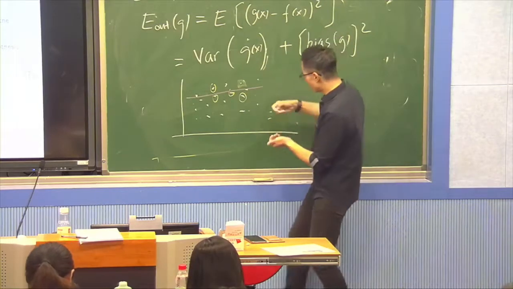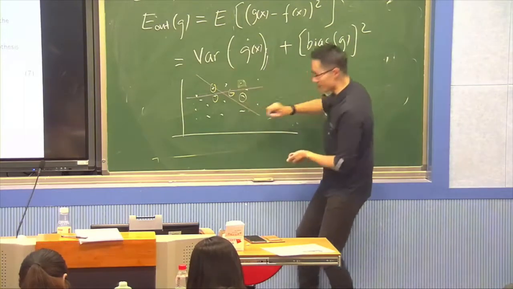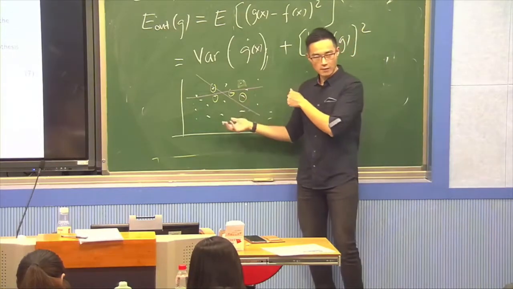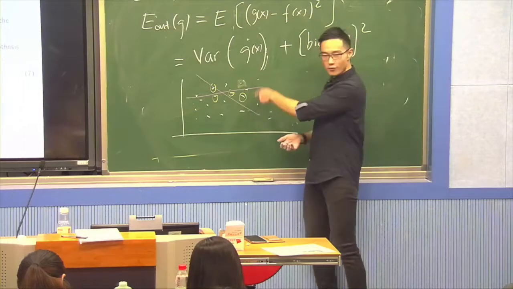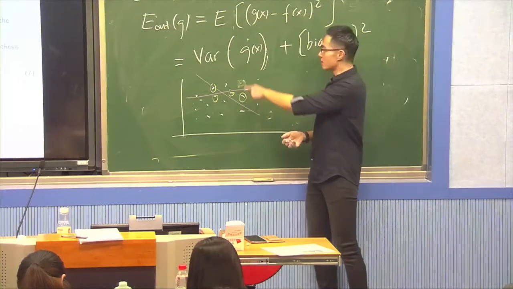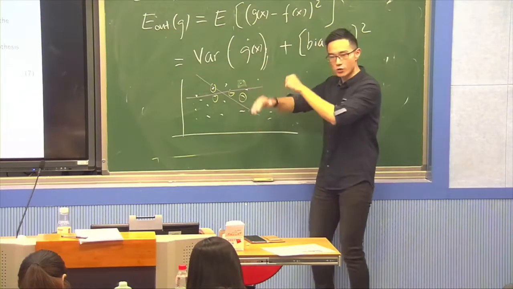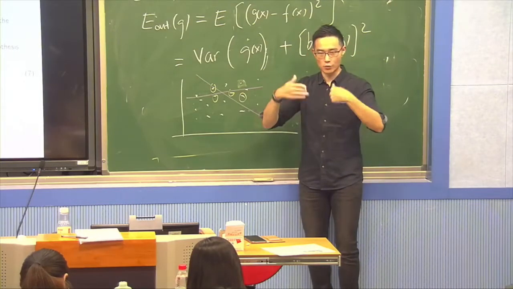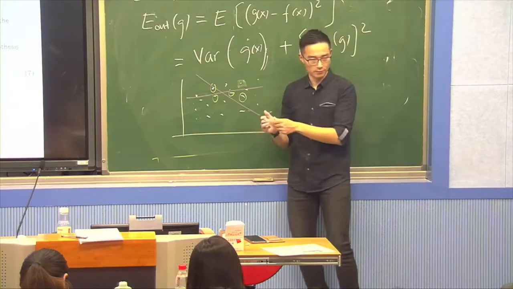What is my G? Well, it probably goes something like this, right? So you see that every time you draw a different data set out of the population, you end up with a different G, correct? And this is the variance of G. Variance of G is how much your G changes depending on the data set you draw from the same underlying population.